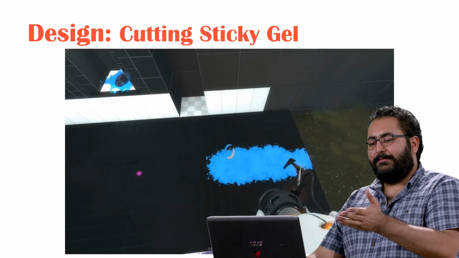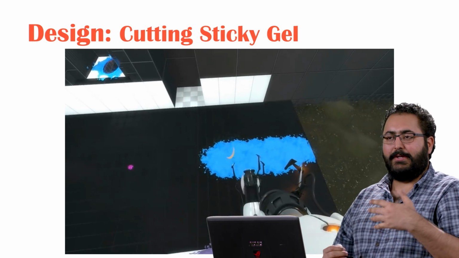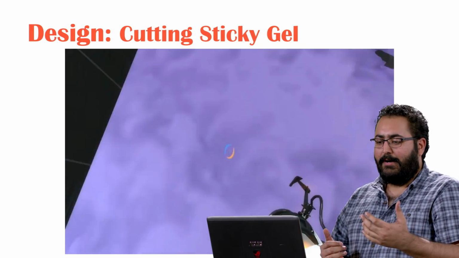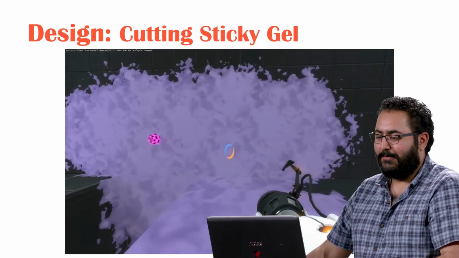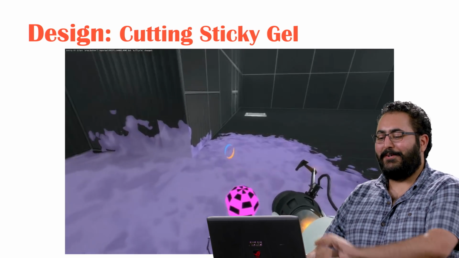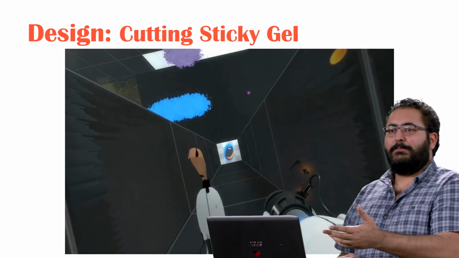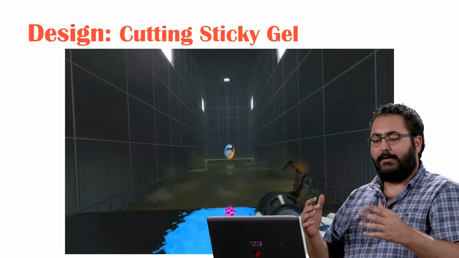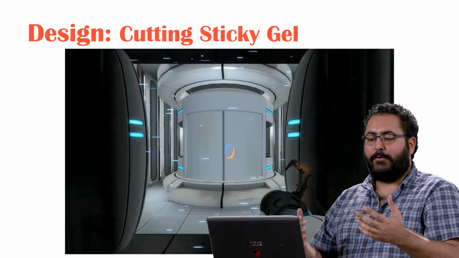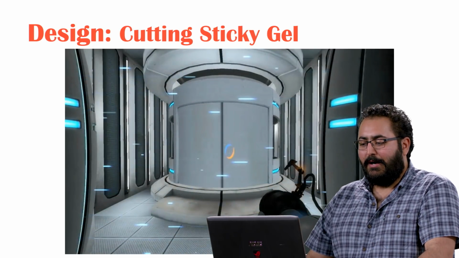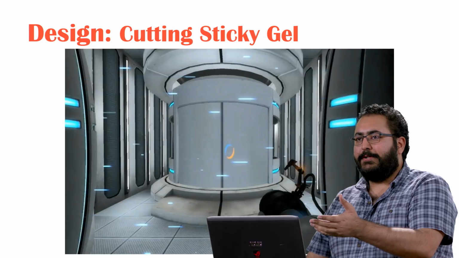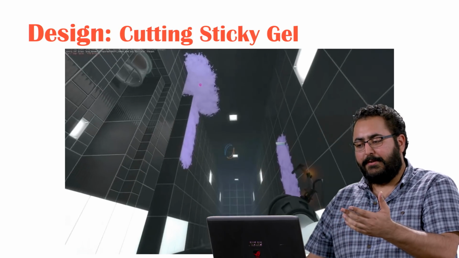So this is just an idea of the kind of puzzles we were trying to come up with using the sticky paint. There's an extra portal gun for some reason, just ignore it. This is a really old version of the game. So this is the kind of puzzles we were trying to come up with, combining the different paint colors and portals together. But we did end up cutting this feature though. And there were a few different reasons.